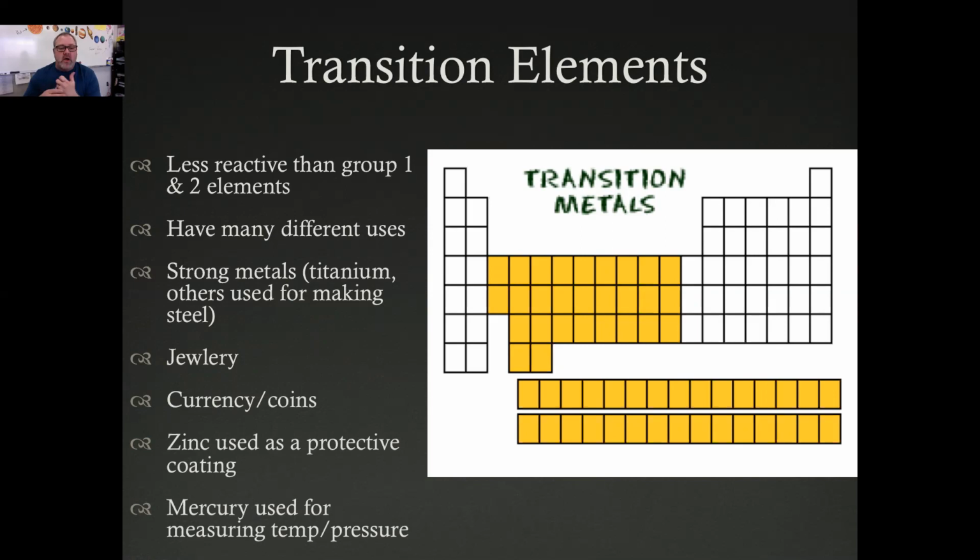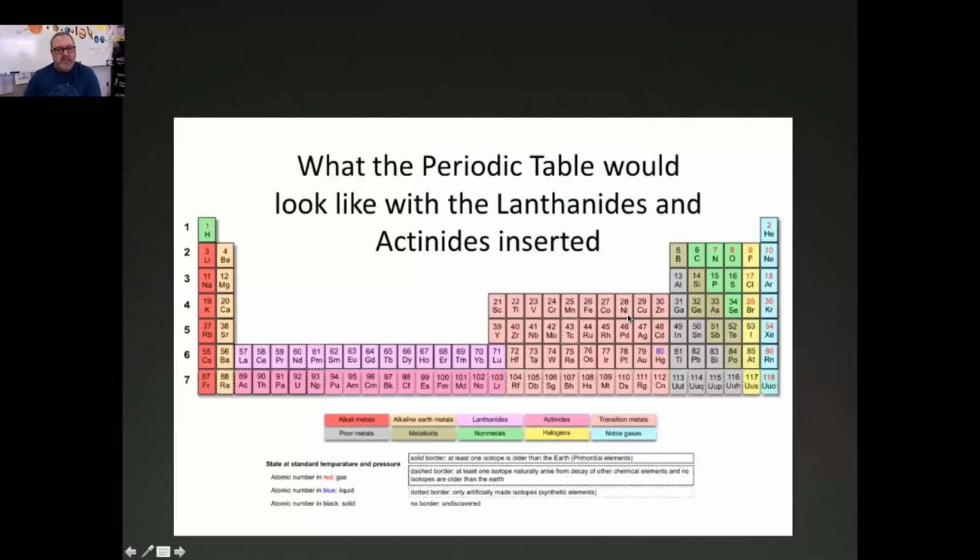Some of these are very, very strong metals like titanium. Some of them are used as alloys with iron, like making steel, or chromium is used to help protect materials that we don't want to rust easily. Some are alloyed to make jewelry, coins, currency. Mercury gets used for measuring temperature and pressure in different apparatus. But there are literally tons and tons of different applications for the transition elements, and those are just a few. We'll get into details of more of that stuff later on.